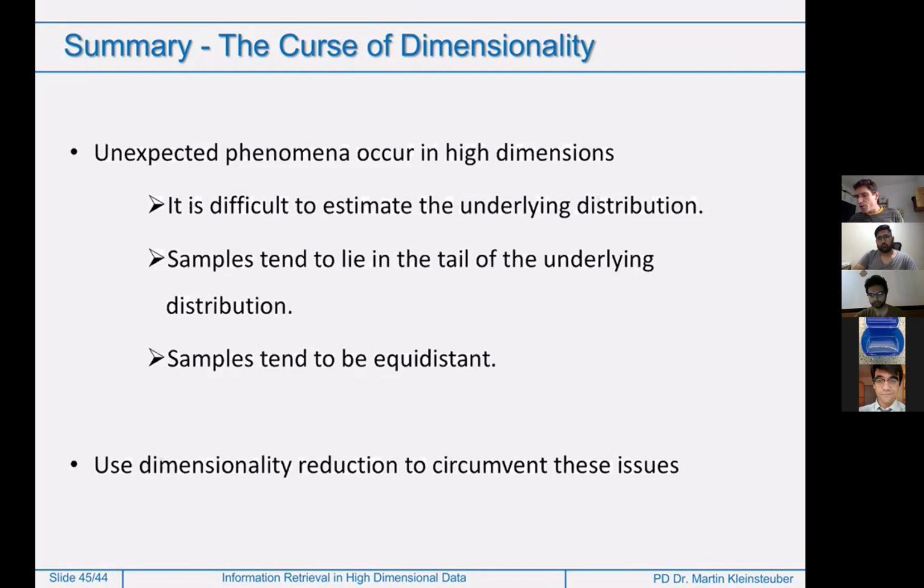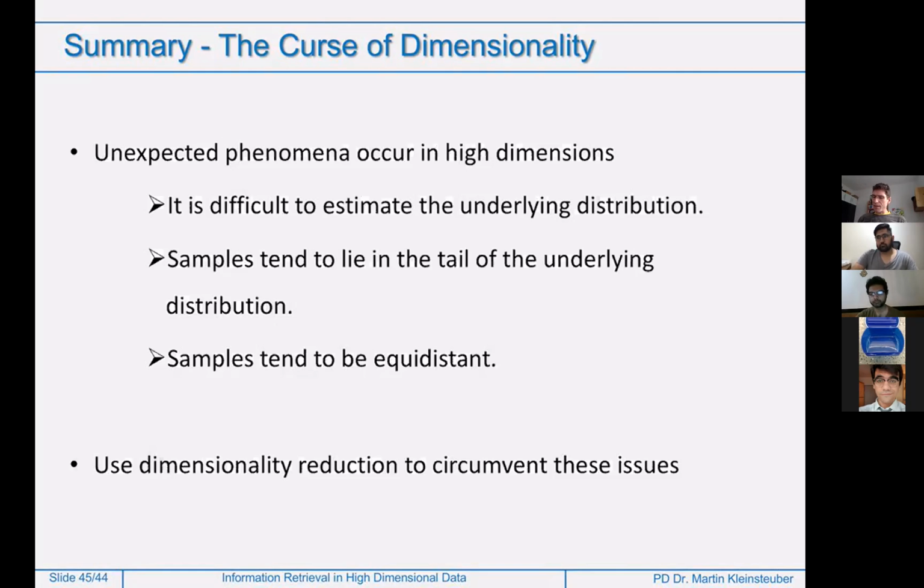So, the summary for that part was that unexpected phenomena occur in high dimensions. Play around a little bit, perhaps also in the tutorial, with these high dimensions, and then you'll see what that means. It is difficult to estimate the underlying distribution. Samples tend to lie in the tail of the underlying distribution, and samples tend to be equidistant.